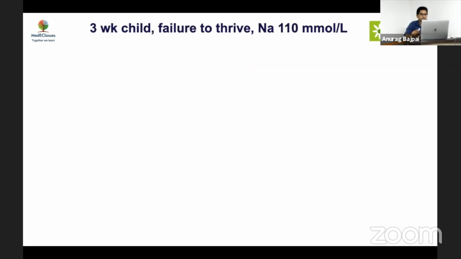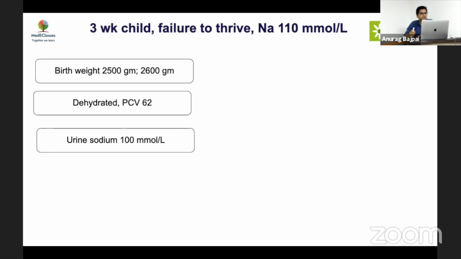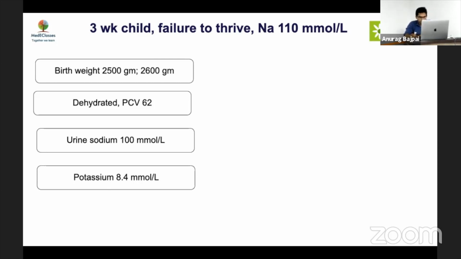A 3-week-old child with failure to thrive and hyponatremia. We can see the child has actually gained only 100 grams. He's dehydrated, as shown by the high hematocrit. Urine sodium was 100 and potassium was high. So what do you think, Narayanan, is the case here? We have a dehydrated child, hypovolemic, with high urinary sodium. So we are moving in that direction, and potassium is high. So what is out? RAS. So this is a RAS defect. This is the classical RAS defect.